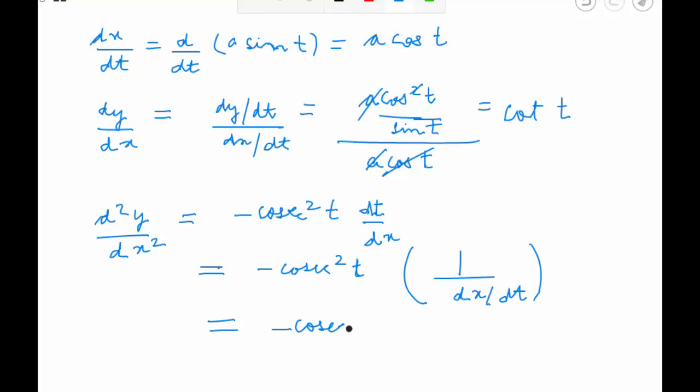So minus cosec²t as it is into 1 upon a cos t. A doesn't cancel out. This gives us minus 1 by a cos t as it is, and cosec²t can be written as 1 by sin²t. So that also comes in the denominator. So this will be the solution to our problem.